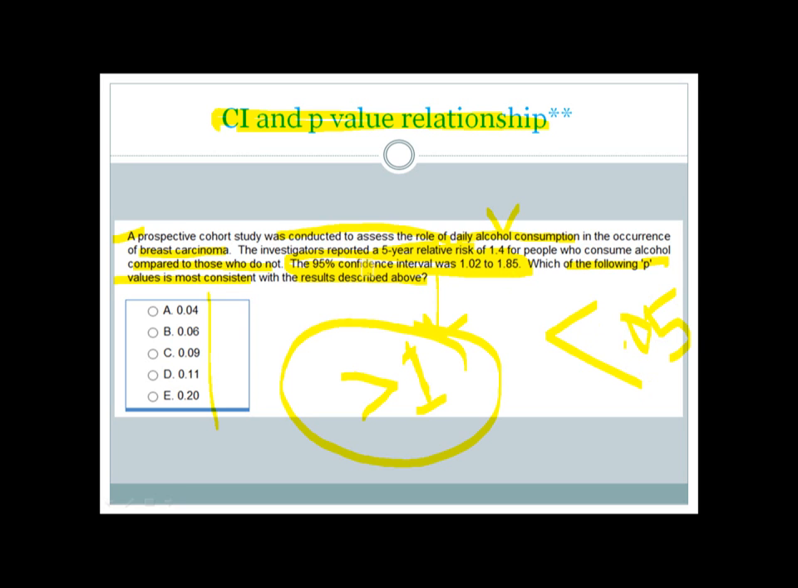So here for a 95% confidence interval which is more than 1, and there is a significant relationship between the risk and exposure, the p-value should be lower than 0.05. And here there is one value which is less than 0.05, which is 0.04. So p-value should be 0.04.